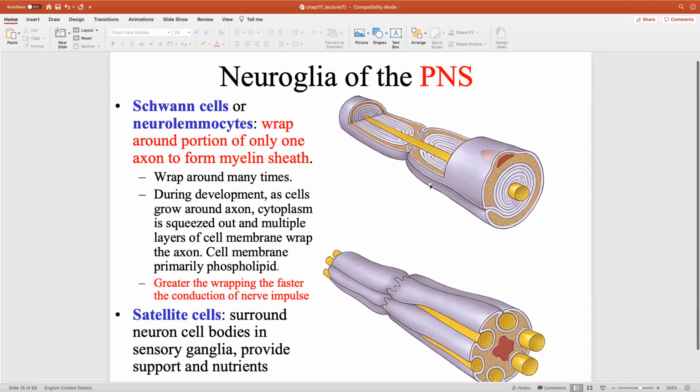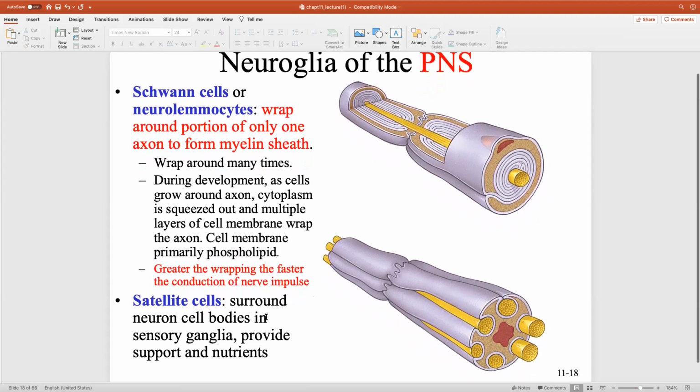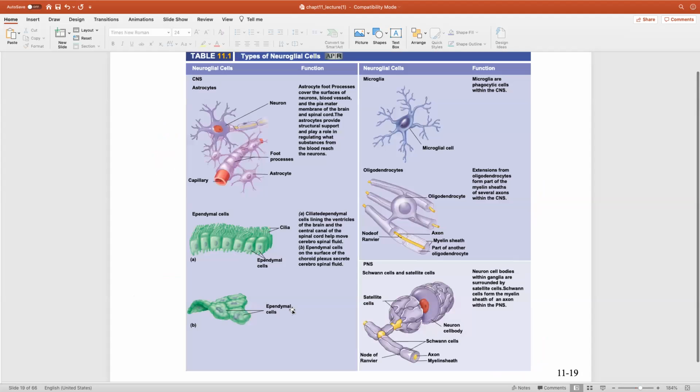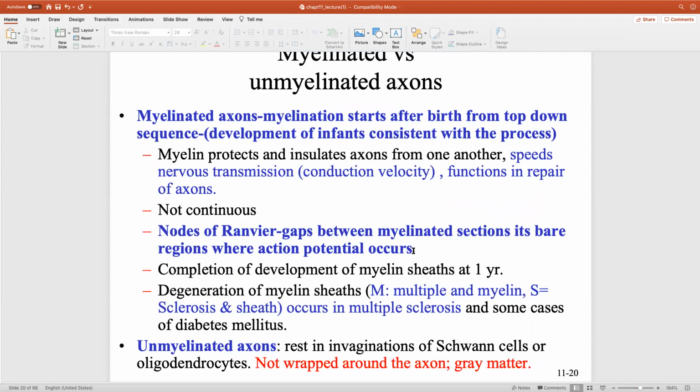Satellite cells are also found as part of the peripheral nervous system. They surround neuron cell bodies in sensory ganglia and provide support, nutrients, and sometimes repair as well. So these are all the different types of neuroglial cells. Know the differences. Really good for multiple choice, really good for matching questions.